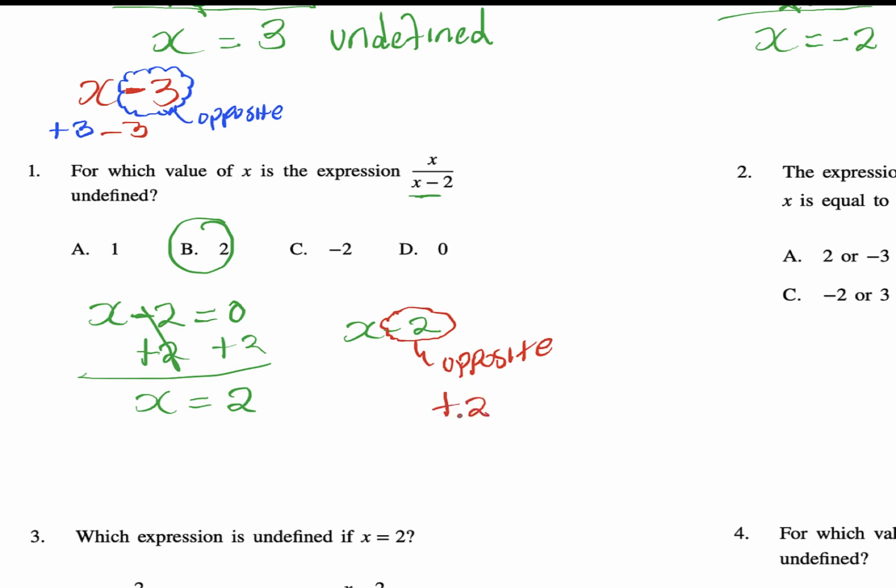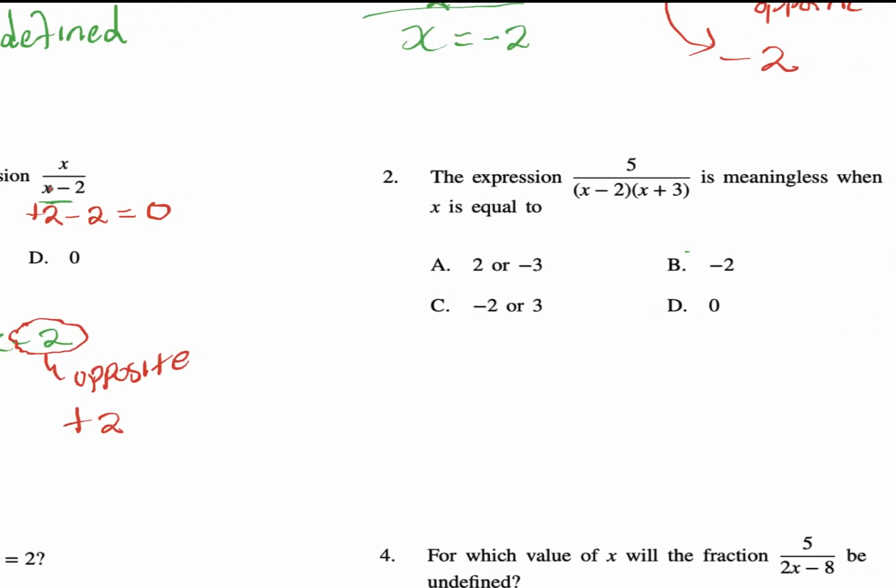Positive 2. And that's what your x cannot be. Because if your x here is a positive 2, 2 minus 2 gives you 0. And once you have a 0 in that denominator, your expression is undefined.